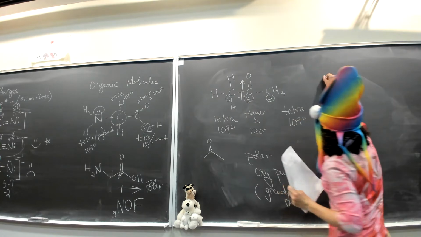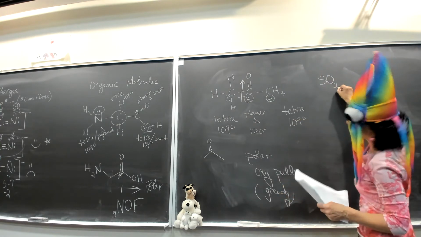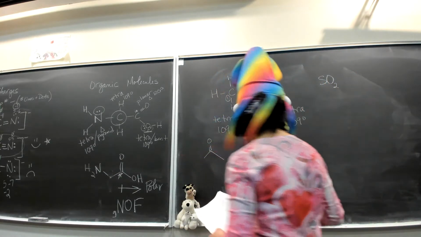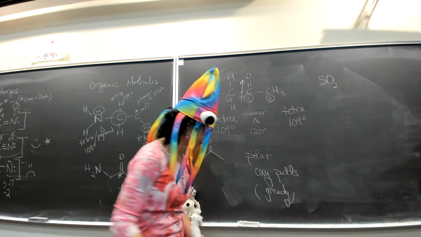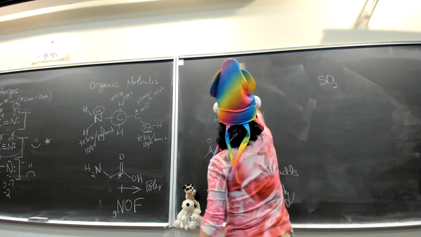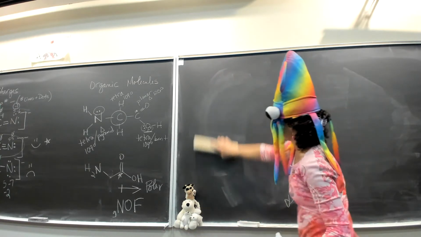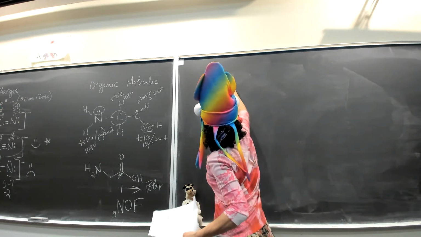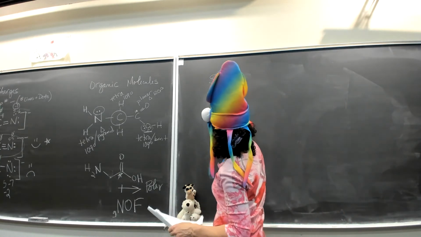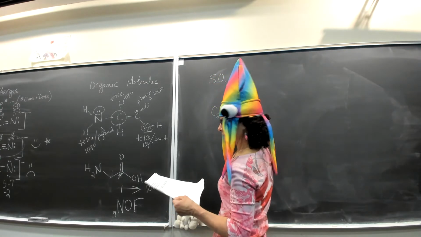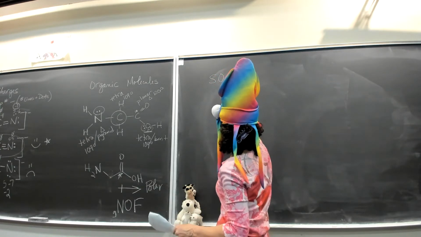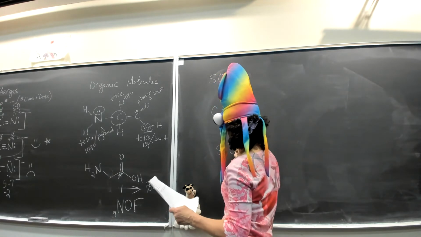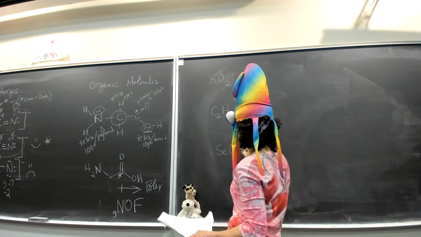All right, now what we're going to do is Lewis structures. For SO2, I'm going to erase so I can just stay in this area. And I lost my eraser. All right, so go ahead and try your Lewis structures: SO2, C2H4Cl2, and SeCl2F4.